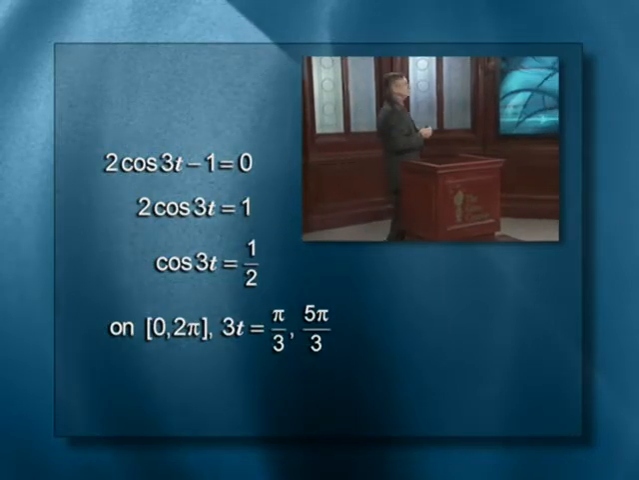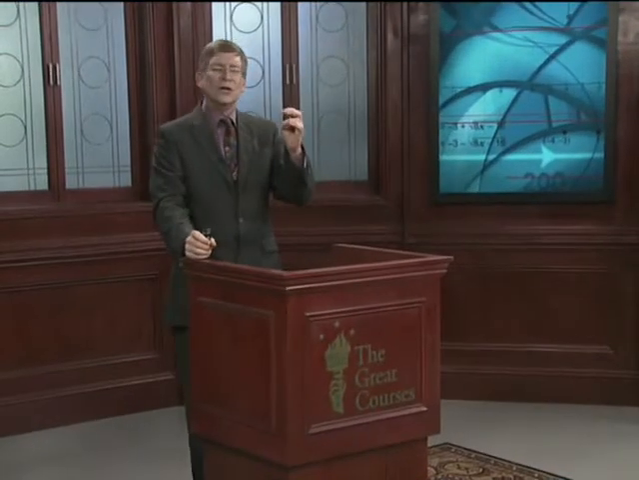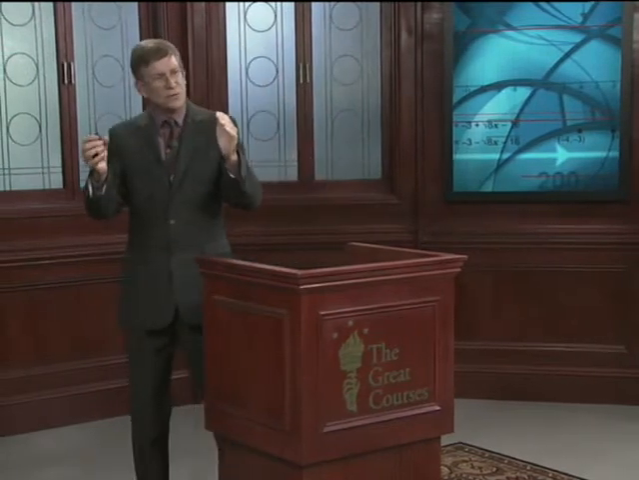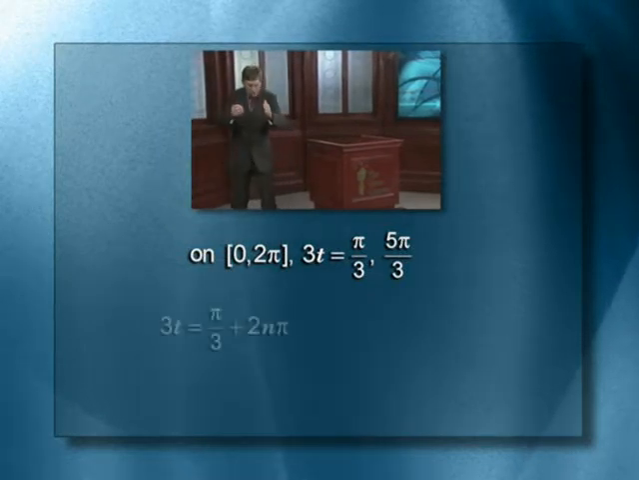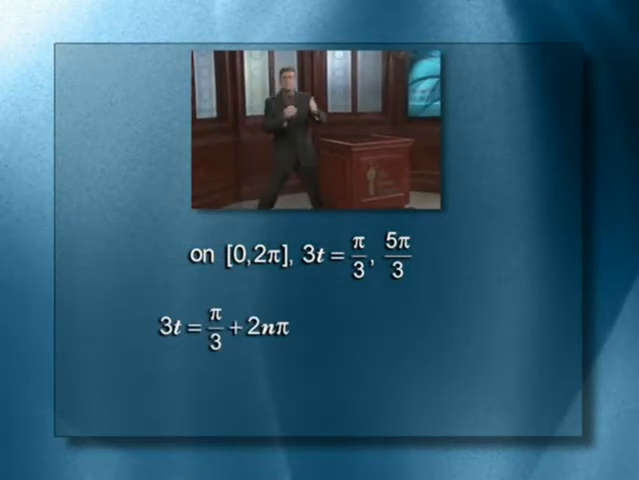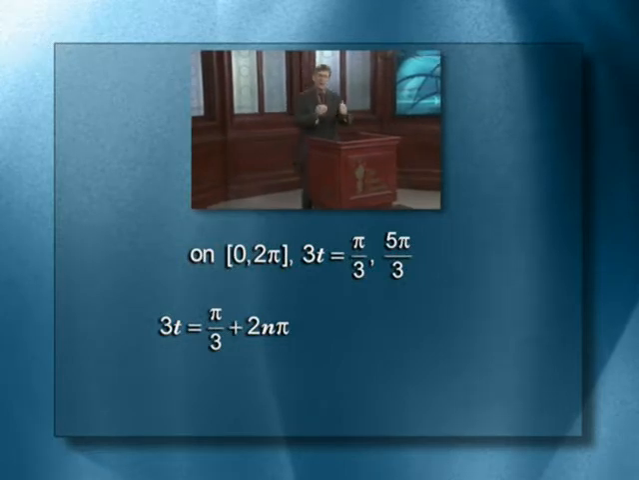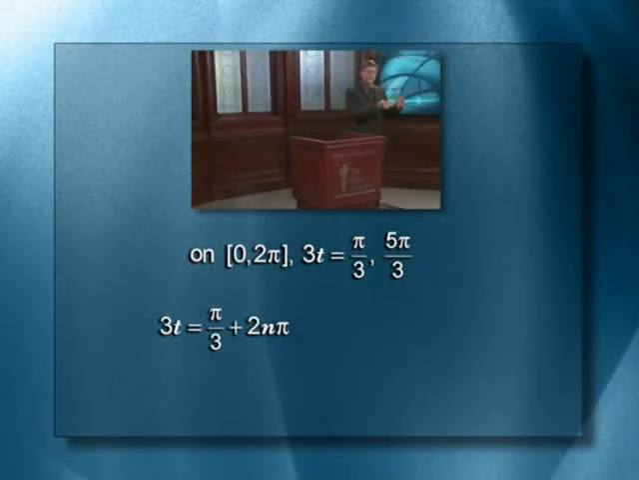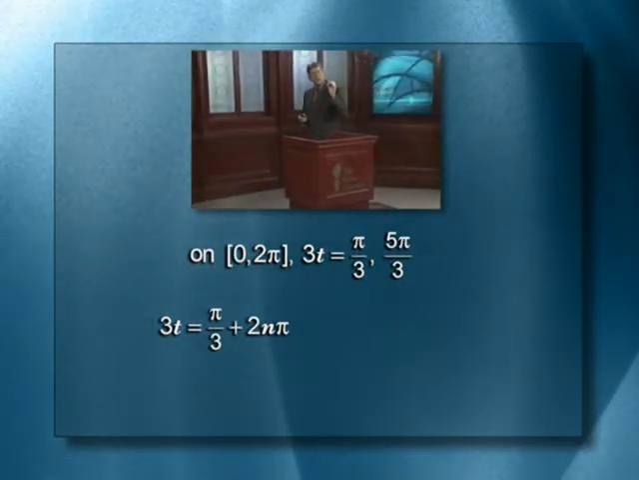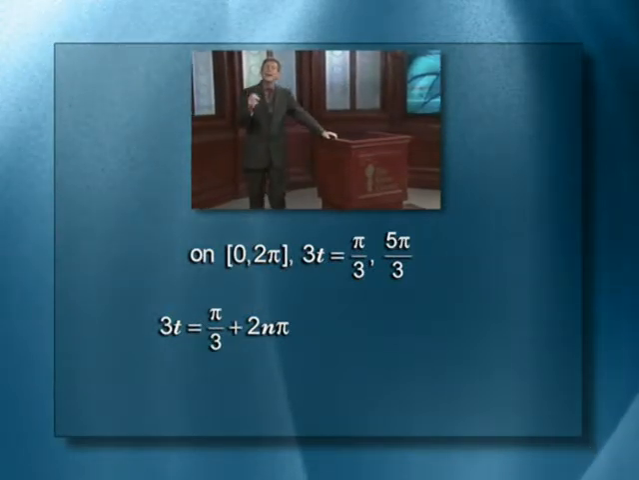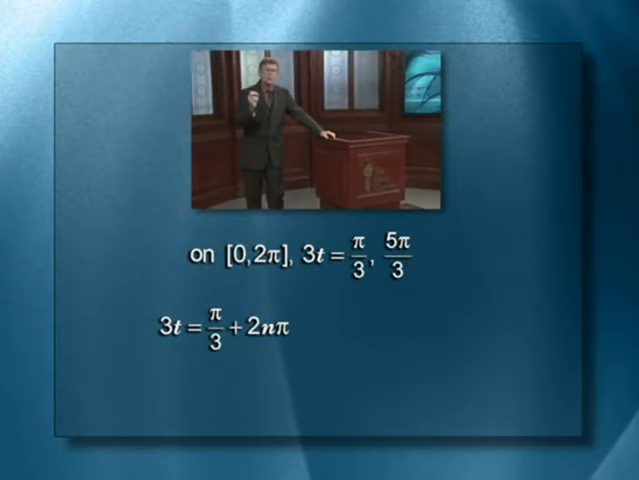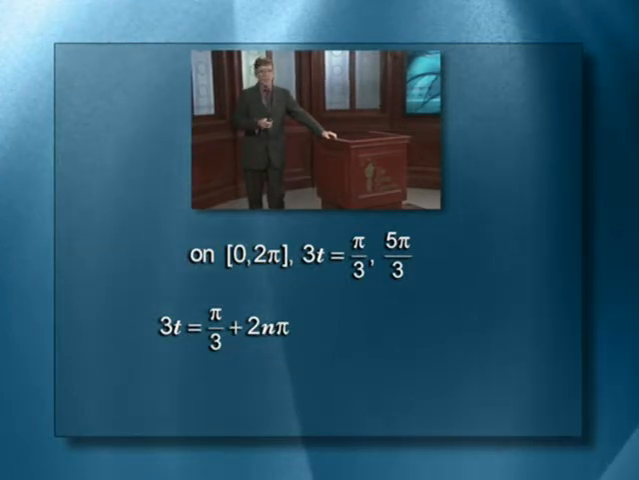But that's not t. T is, we're going to have to divide by 3 in a moment. But first of all, let's say the following. If 3t is pi over 3, it can also be pi over 3 plus 2 pi, or plus 4 pi, or plus 6 pi. So we write it as 3t equals pi over 3 plus 2n pi, multiples of 2 pi, n's an integer here.